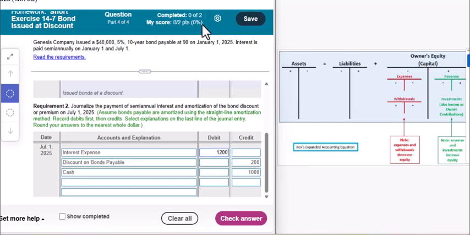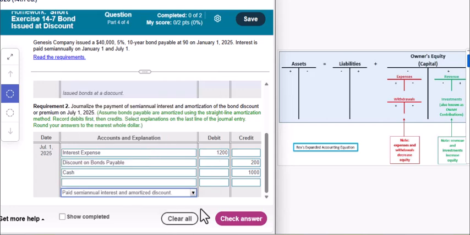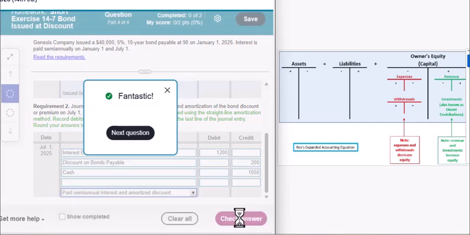So what's happening is over time, because we issued these bonds at a discount, that is increasing our interest expense by $200 every 6 months. So let's go ahead and input our explanation here. We have paid semi-annual interest and amortized discount as our explanation. We can go ahead and check our answer. Fantastic. And so now a lot of companies like to issue their bonds at a discount because it increases their interest expense. And why would a company want to increase an expense? Well, because that lowers their profit and therefore lowers their taxes.